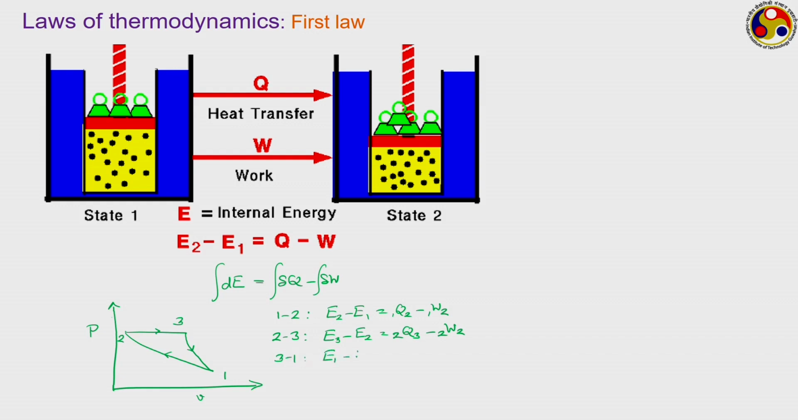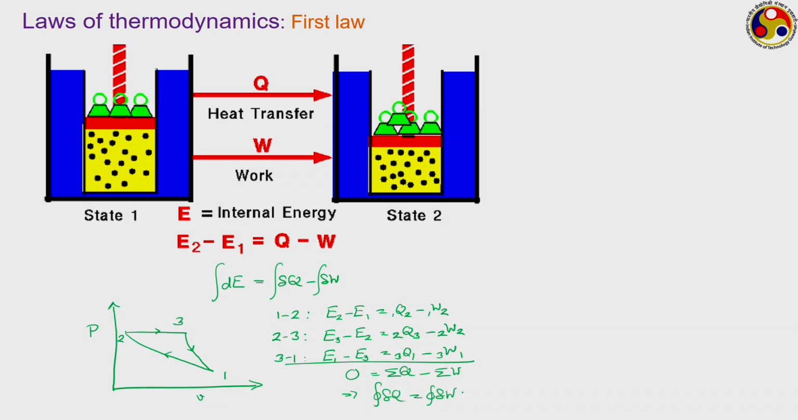E1 minus E3 is equal to Q31 minus W31. Now, if we add all of them up, then you have 0 on this side, equal to the summation of all these Q's minus the summation of W's, or in a way, generally we conventionally write this as the cyclic integral of del Q is equal to the cyclic integral of del W.